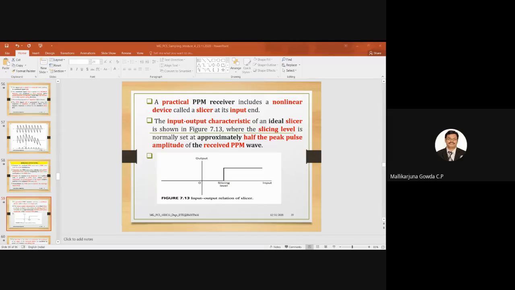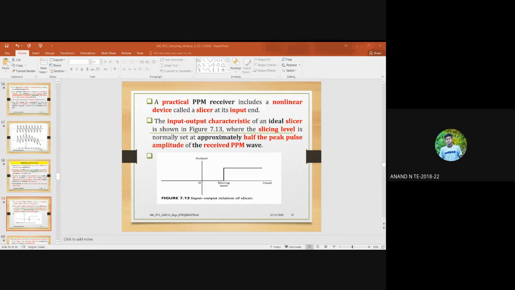Can you tell in your own words how we generate a PPM wave, with your understanding? Sir, first the message signal is sent to the sample and hold circuit. What will be the output of the sample and hold circuit? Is it a PAM wave, a PPM wave or a PWM wave? Sir, PAM. So the output of the sample and hold circuit is a PAM wave. Then what do we do?